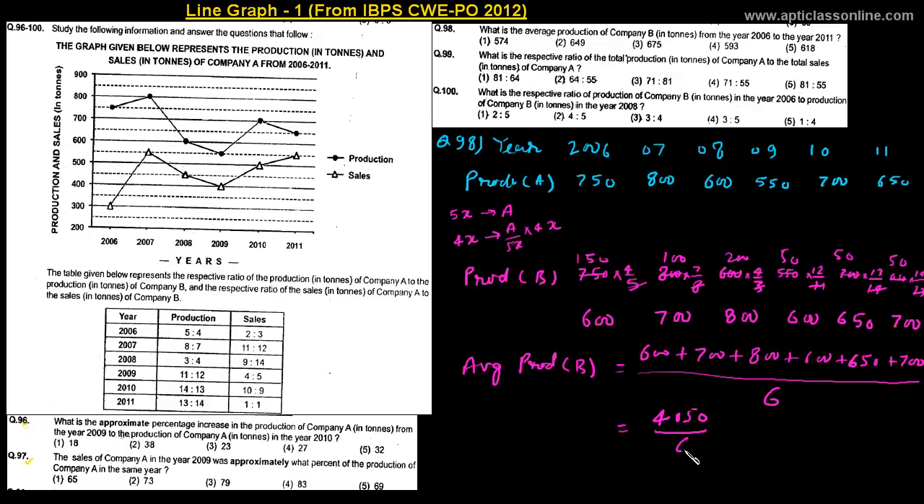Simple addition divided by 6. 6 sixes are 36, then 4 5 6 7 sixes are 42, then 30, you will get 6 fives are 30. So it is basically 675 tons. That is the average production. So let's see which option is correct. 675 tons. Option 3 is correct. So we'll solve the remaining two questions in the next class.